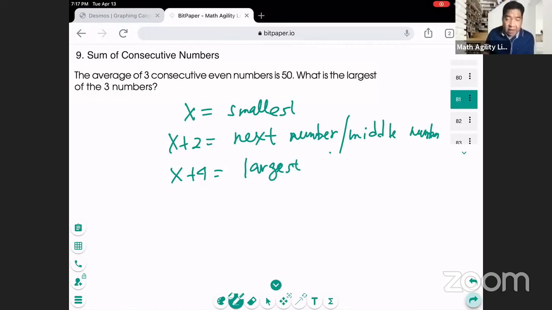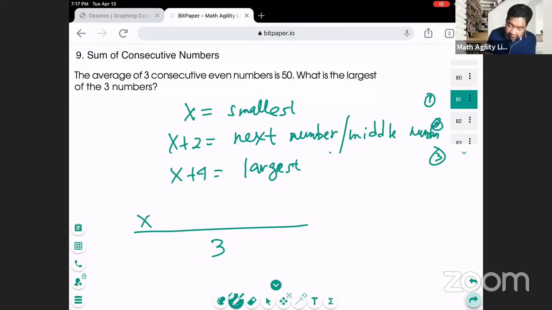So it says here average. When we get the average, we sum it up and then divide by the number of samples. We have 3 samples here: first number, second number, and third number. So we definitely need to divide the total by 3, right? So we add x, the smallest number, x plus 2, the middle number, and x plus 4, the largest number, divided by 3. And it says here that this average is 50, right?